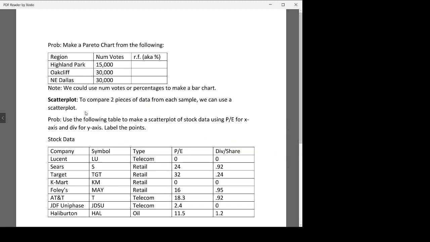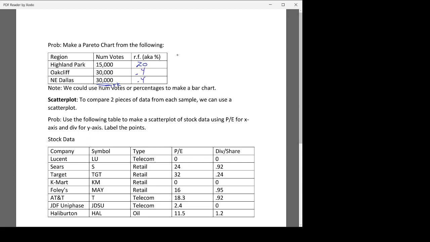So let's try making a Pareto chart. If you had some numbers here, we'll just do percentages. And if you added those up, you'd have 75,000. And so 15 divided by 75 is 20%, 0.2. And then 30 divided by 75. You don't have to put the thousands in. It's 0.4, and that's the same, 0.4.